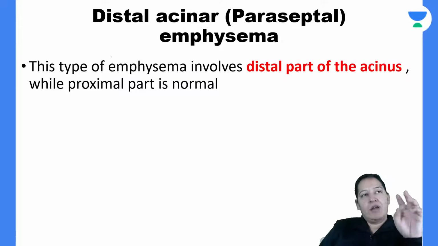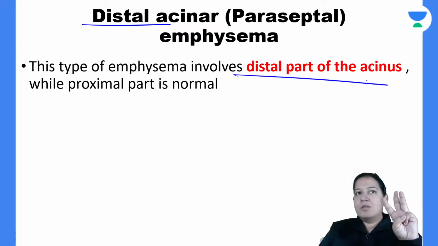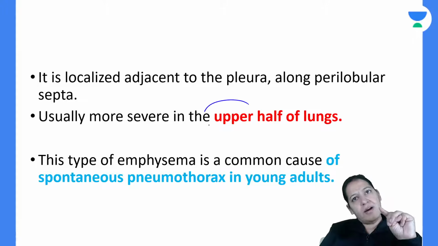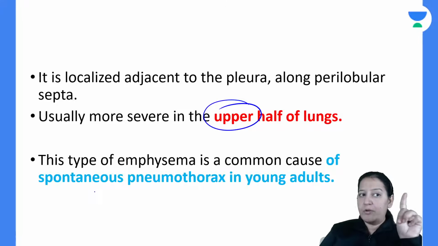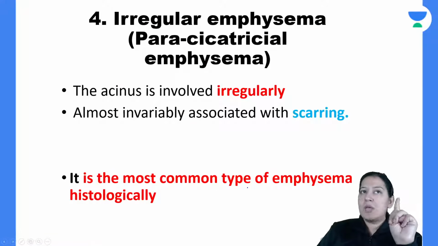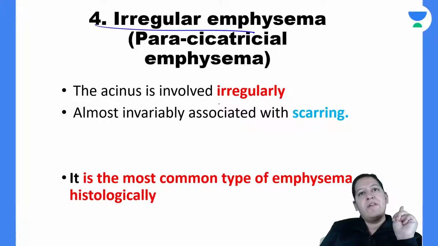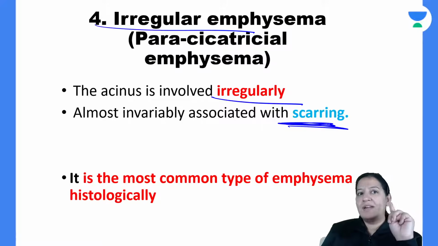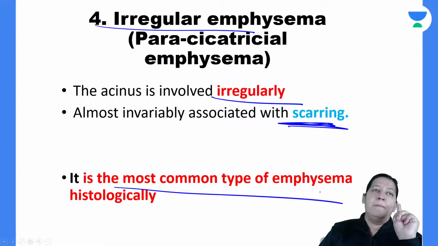So please appreciate. The third one is the distal. It occurs only in the alveolar sac. It again occurs in the upper half. And here the most important risk factor is spontaneous pneumothorax. It is a disease of the lung, right? So each has its own, and last is irregular. Irregular is due to scarring. Risk factor is scarring. It is the most common type, but not diagnosed.